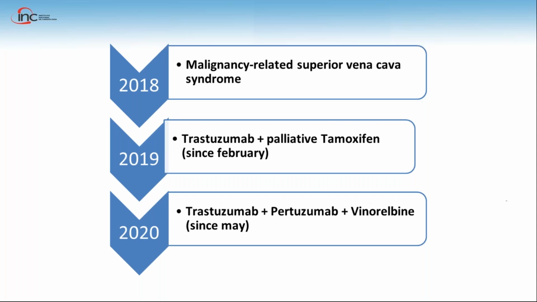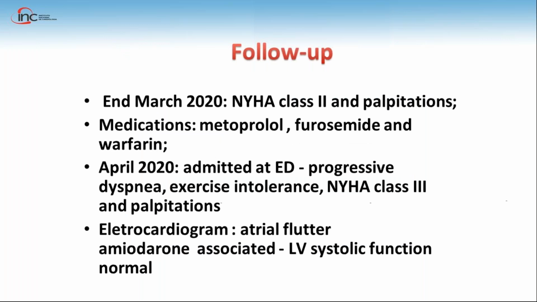This patient was treated also at Instituto Nacional de Cardiologia, and in 2020, this was the oncologic treatment: since May, trastuzumab, pertuzumab, and vinorelbine. By the end of March 2020, she was seen in ambulatory care with palpitation and NYHA 2 dyspnea, and she was at that time on medications such as metoprolol, furosemide, and warfarin.